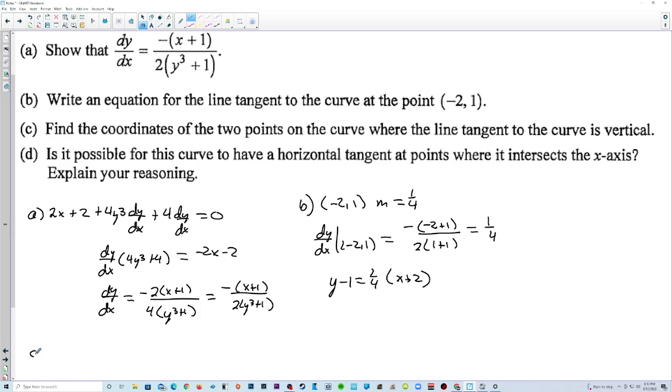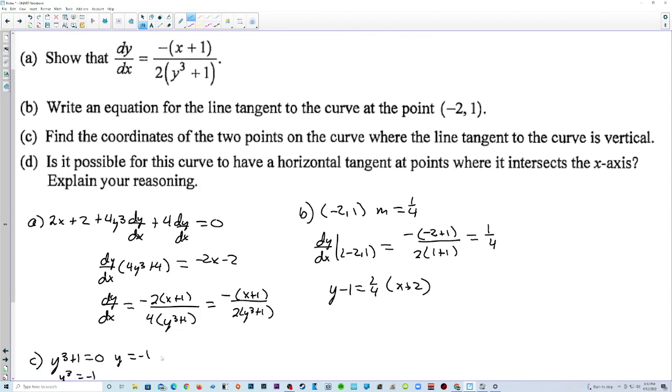Letter C. How about down here? Letter C. Find the coordinates of the 2 points on the curve where the line tangent to the curve is vertical. All right. Well, we want y to the third plus 1 is equal to 0. So that means y to the third is equal to negative 1. So y is equal to negative 1. Okay. Now let's just plug that into the equation.